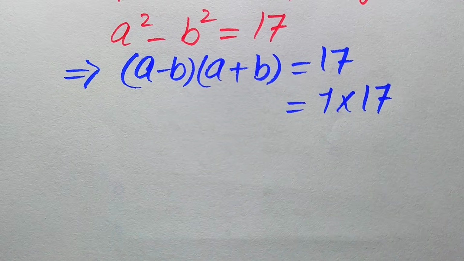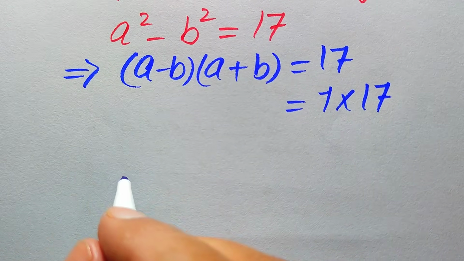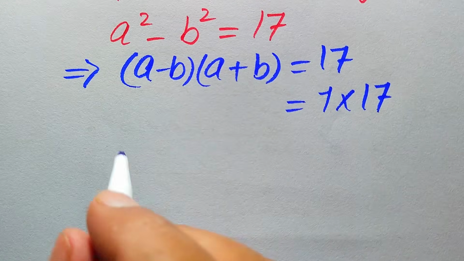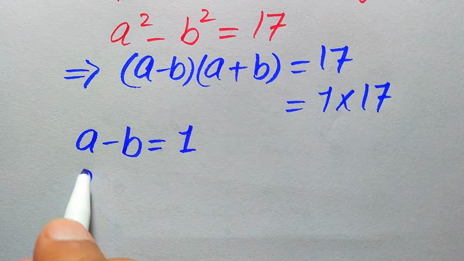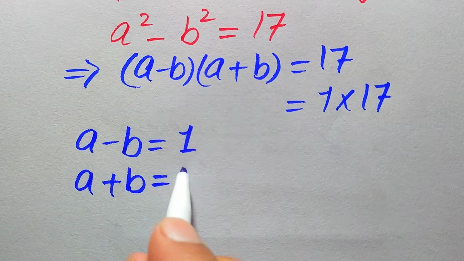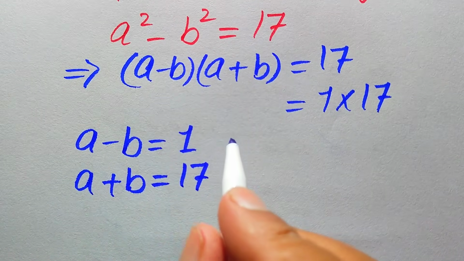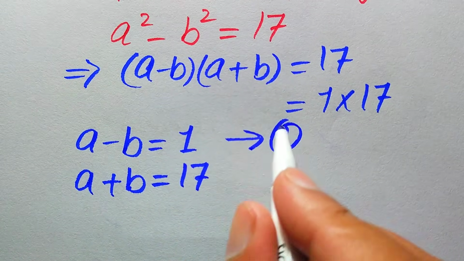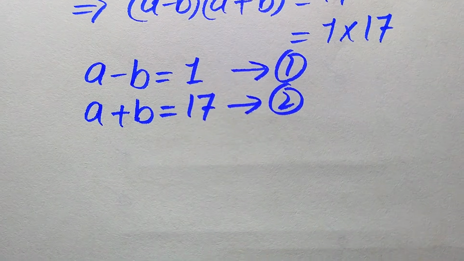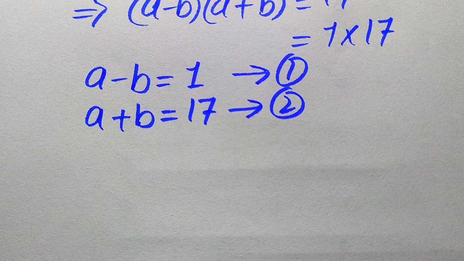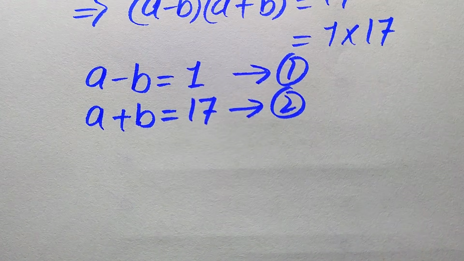And now here we need to compare both of the sides, and we divide this equation into the first case. So we have a minus b is equal to plus 1 and a plus b is equal to 17. So we call this equation number 1, and this is our equation number 2. So we solve both of these two equations, and here first we find the values of a and b, and then we move backward and we get the values of x and y.